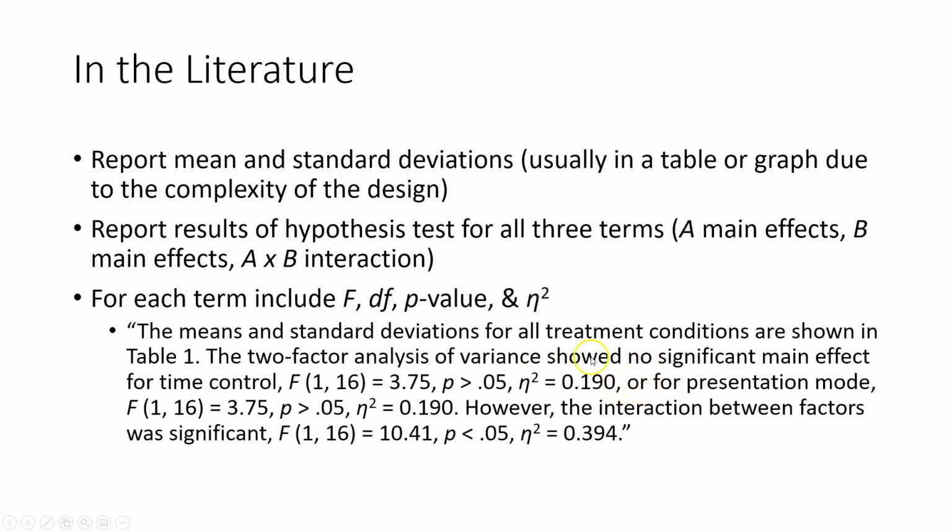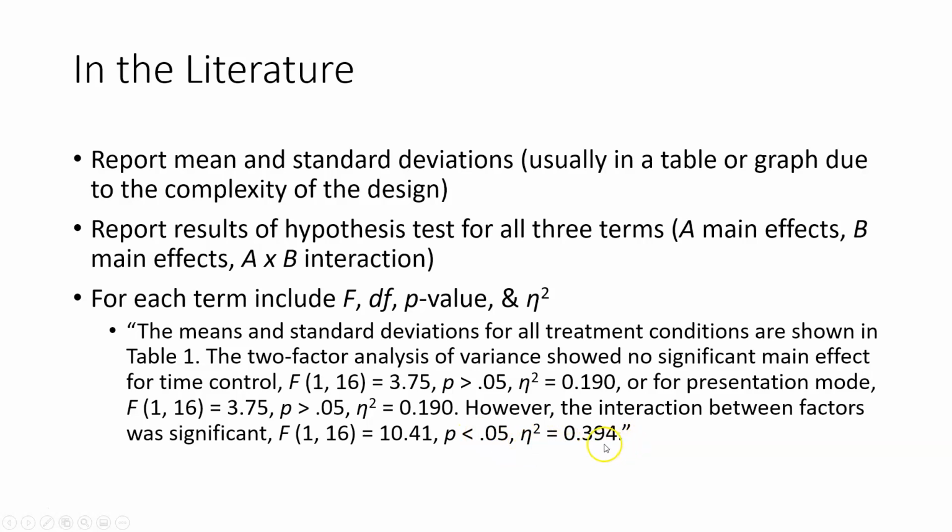Remember where we left off, which was that the two-factor analysis of variance showed there was no significant main effect for time control or for presentation mode. And so here we have another not significant F statistic, p greater than 0.05, and then we end the sentence with a period. And then we continue, however, the interaction between factors was significant, and we would report here the F statistic, whatever that is, its p-value less than 0.05, and the eta squared.